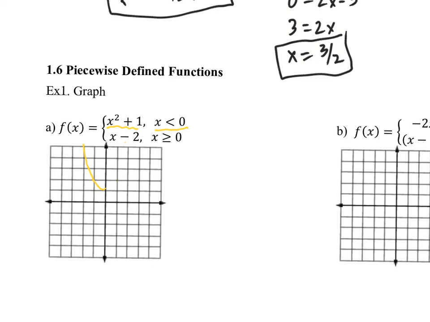Then I also need to consider my domain. So I only graph the parabola for x less than 0. Now it doesn't say it equals 0. Since it does not equal 0, I need to put an open circle at 0. Then I extend the graph of the parabola only on the side where x is less than 0. Now I'm going to consider the second half of the graph. The second half of the graph is the line y equals x minus 2.